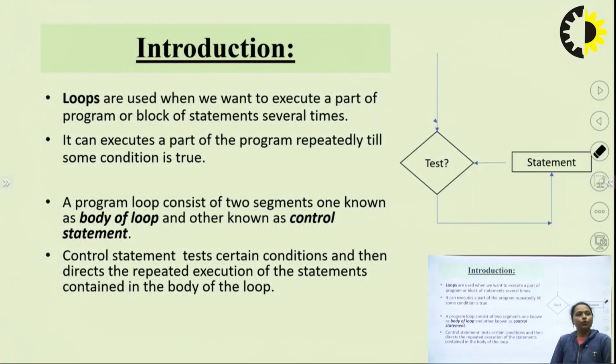So what is the use of a loop? Loops are used when we want to execute a part of a program or block of statements several times. If there is a condition where we want to execute certain steps a number of times, loops are helpful to us, which execute certain steps again and again until a test condition fails. So it can execute a part of the program repeatedly as long as the condition is true. If the condition fails, the loop will stop.